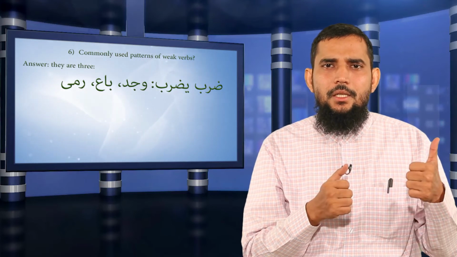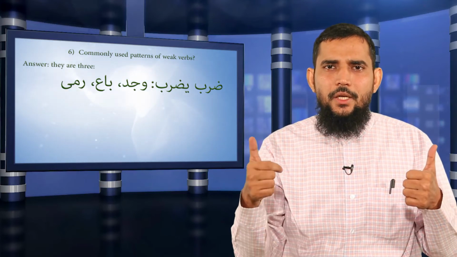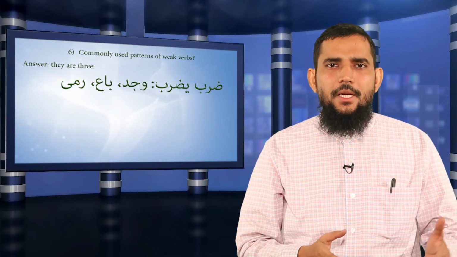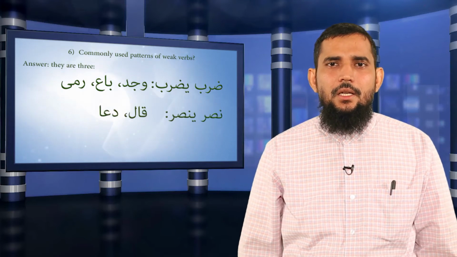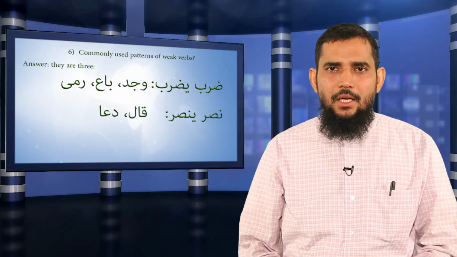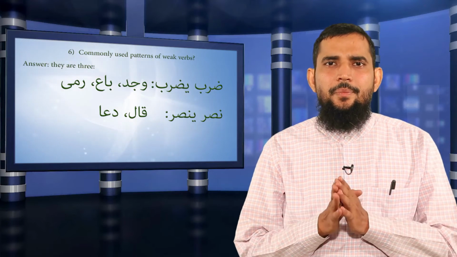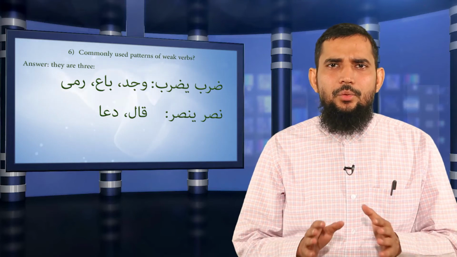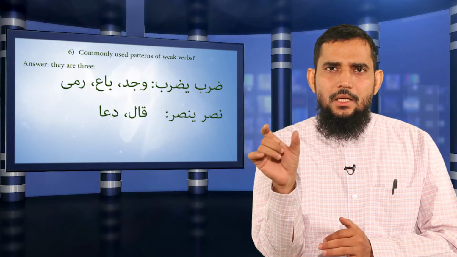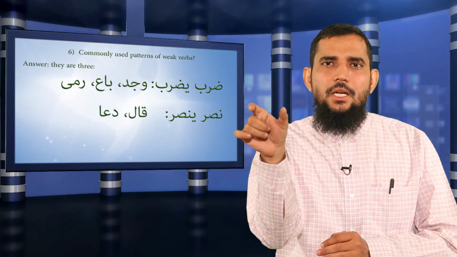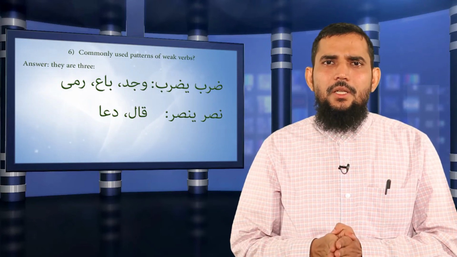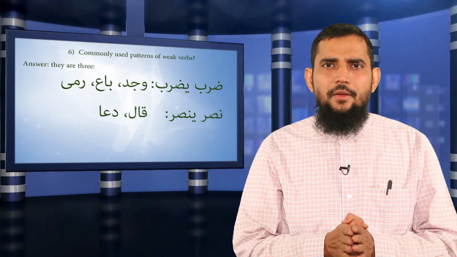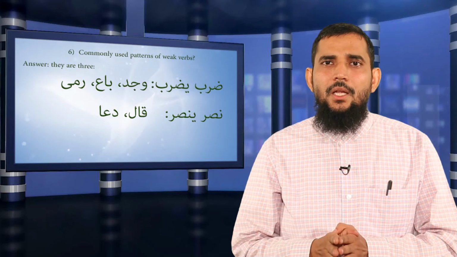That is daraba, for example wajada, ba'a, rama. And there is one more pattern, that is nasara yansuru. Examples are qala, da'a. I'll give you the complete conjugation of qala because this is very commonly used. Qala, nasara. Actually it was qawala, but since qawala was not easy to pronounce, the waw was replaced with alif, so it later became qala.